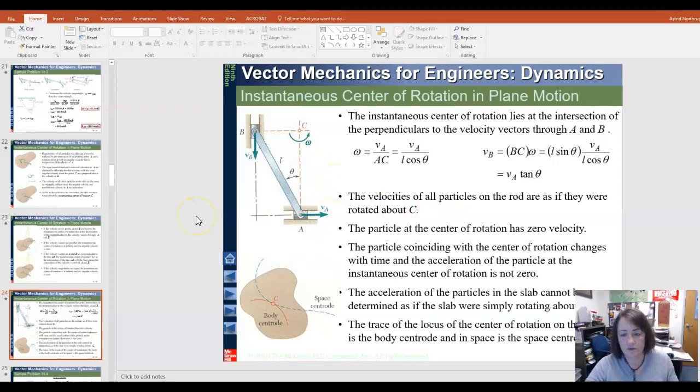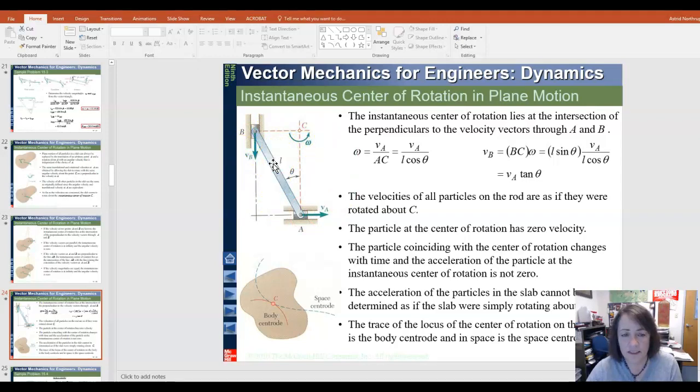The technique we used before is the one that will work every single time. But if you have enough information and it's quick enough to put graphically and to scale, you can solve this extraordinarily quickly. So some of the facts then: the velocities of all particles on the rod are as if they were rotated about C, right? So that means we know what omega is, and once we have omega, we can use that with the perpendicular.